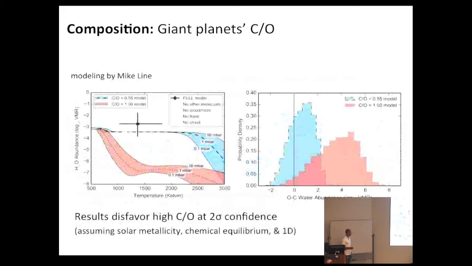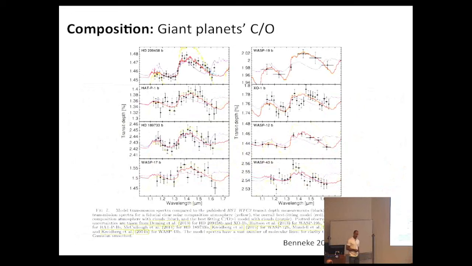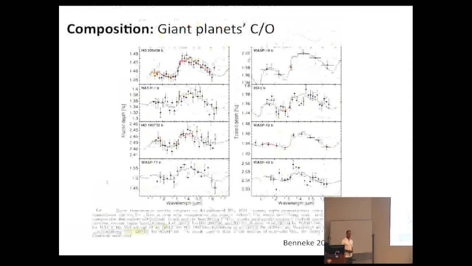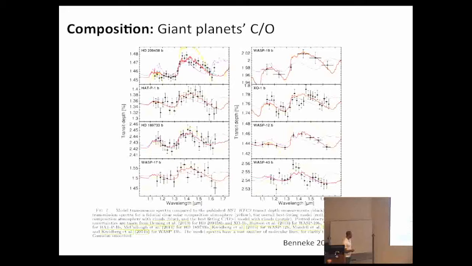And so these results were further reinforced by an independent analysis by Bjorn Benneke. I hope I made the point earlier that independent retrievals are a valuable thing because different groups are making different assumptions and things like that. And so Bjorn's analysis of our WASP-12 spectrum also is consistent with a C/O less than 1, not just consistent, but stringently favors C/O less than 1.